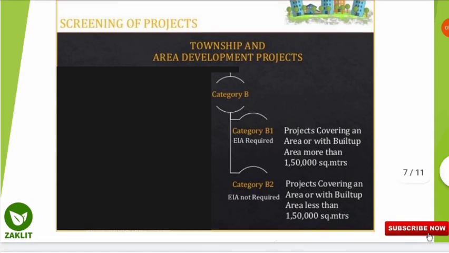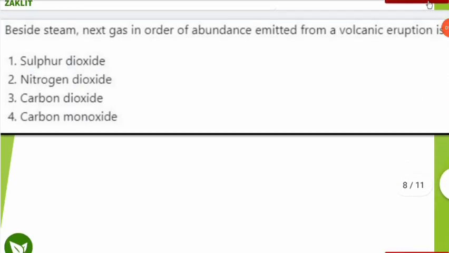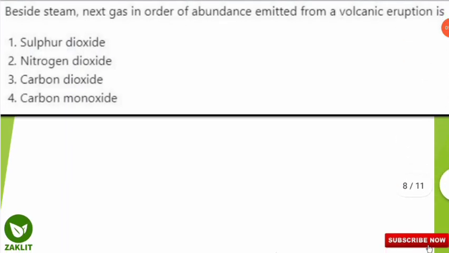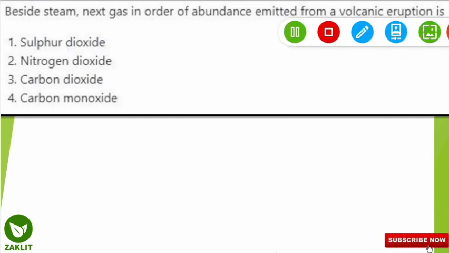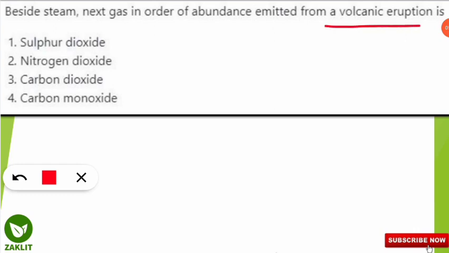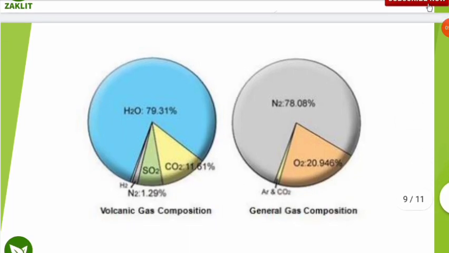Let's move to the next question. The next question is coming from the volcanic eruption, and the question is, besides steam, the next gas in order of abundance emitted from a volcanic eruption is what? So here it is telling that steam has the maximum percentage from the volcanic eruption, and after that it is followed by carbon dioxide. That is, option 3 will be correct, and we will see the other constituents of the volcanic eruption.